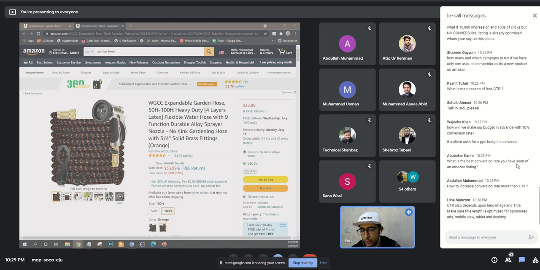How will we make our budget in advance with 10% conversion rate if the client asks for a PPC budget in advance? Yeah, I do have a template for PPC budget. Hopefully once we have the session for PPC budget estimation, then we can also make that budget as well. It's very easy to make the PPC budget, but let's go step by step.